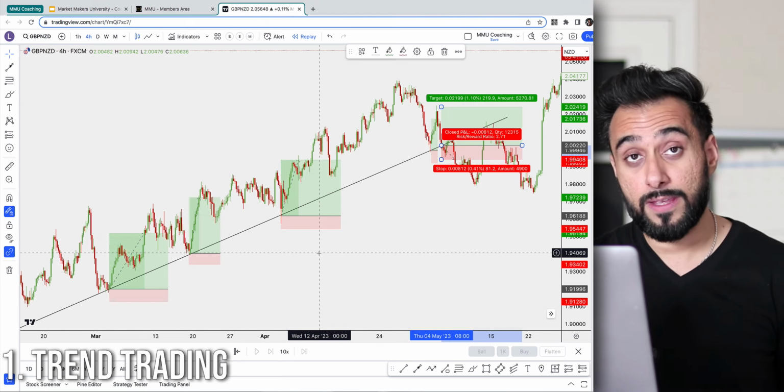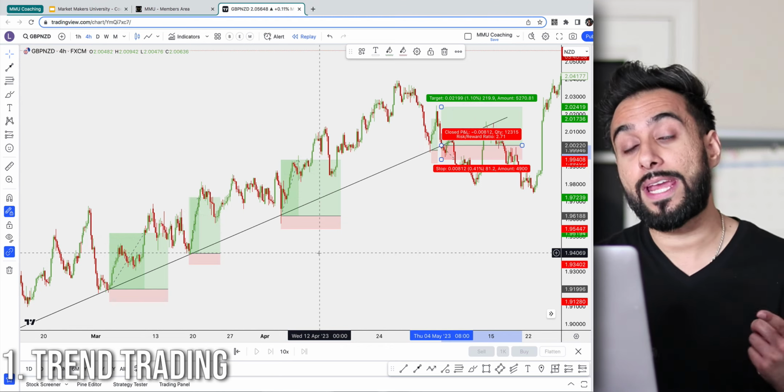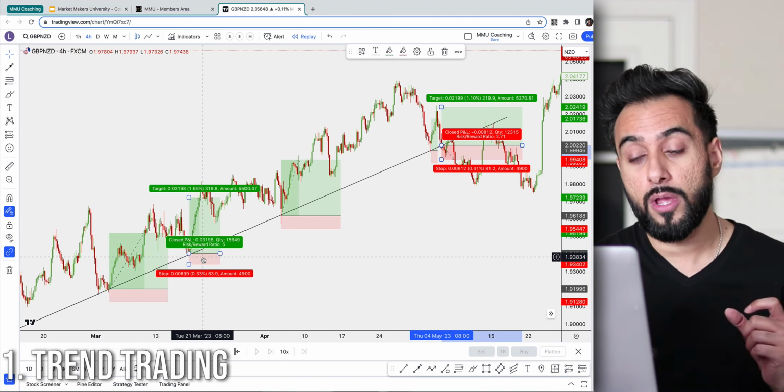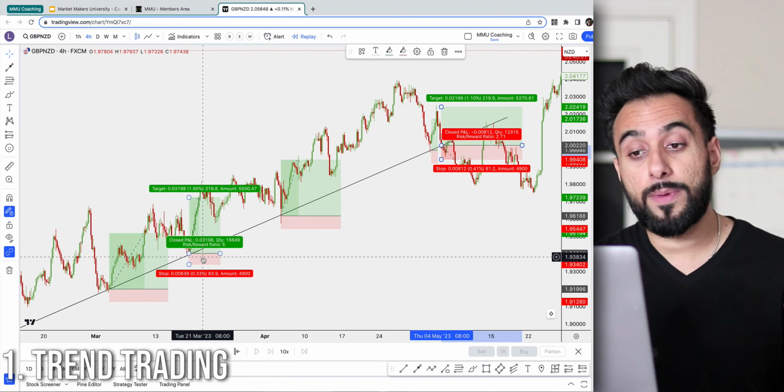And by the way, guys, even if we had more losing trades than we got right, simply because we've adjusted our risk to reward ratio, because we have a proper risk to reward strategy, you can still become profitable.